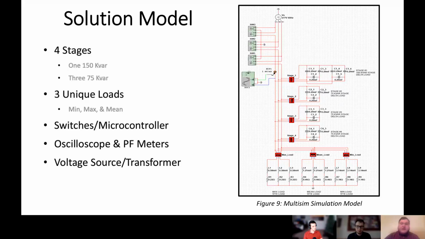On the top left, we've got power factor meters and an oscilloscope. This is how we've gathered data and put it in tables and got waveforms, how we determine the best stages to use for each load. And then obviously the top is the voltage source transformer.